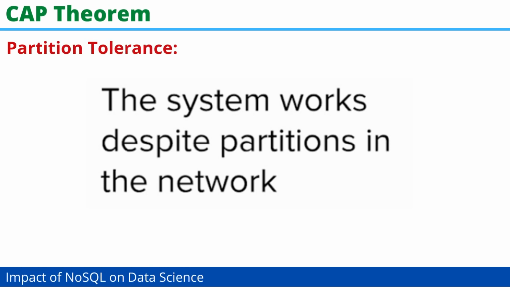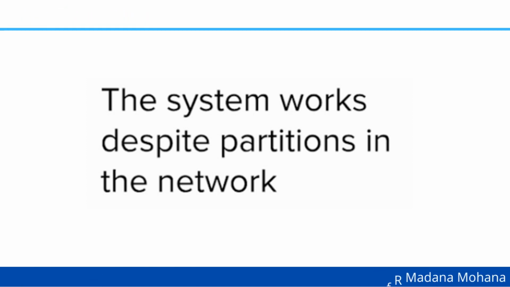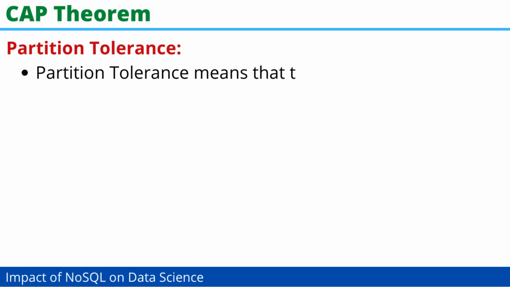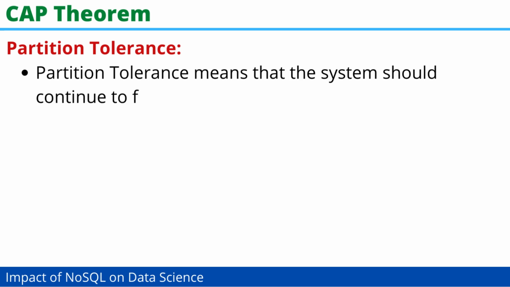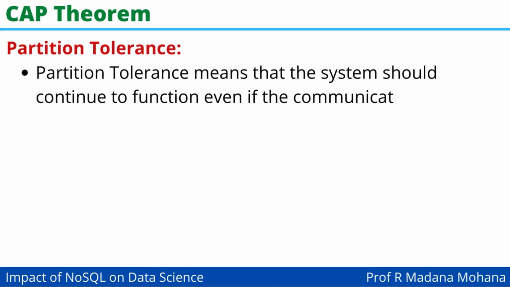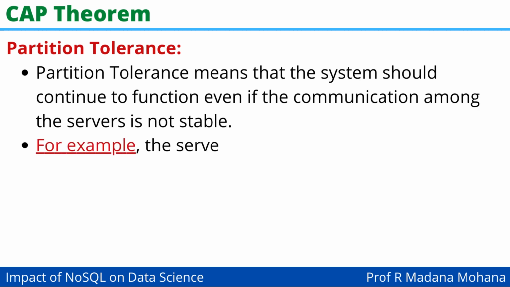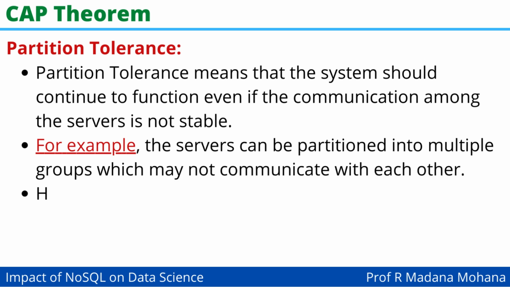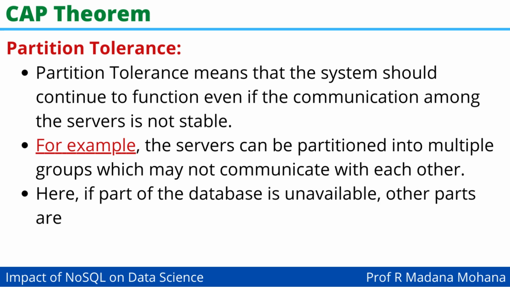Then coming to partition tolerance, the system works despite partitions in the network. In partition tolerance, it means that the system should continue to function even if the communication among the servers is not stable. For example, the servers can be partitioned into multiple groups which may not communicate with each other. Here, if part of the database is unavailable, then other parts are always unaffected. This is partition tolerance.